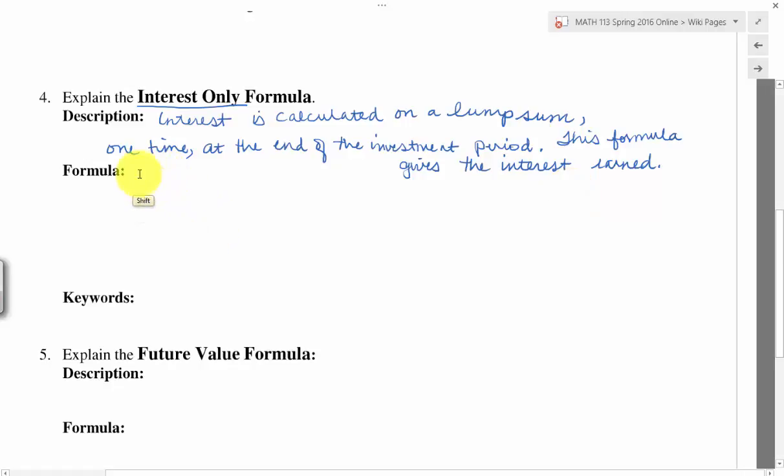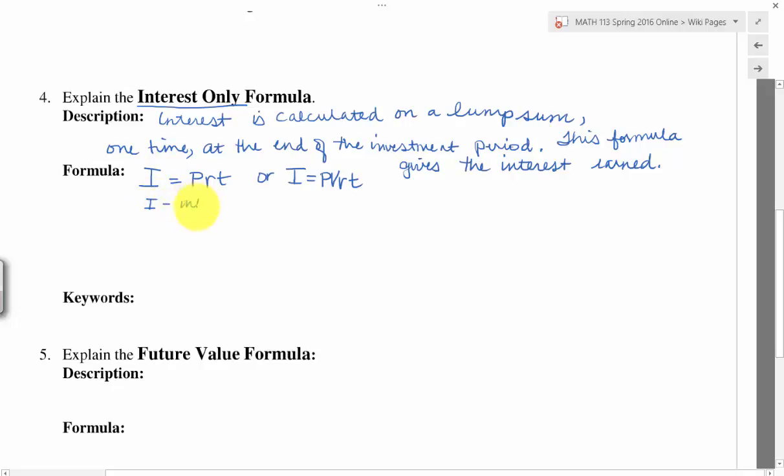And then you want to put the formula in. For the interest only formula, it's I equals PRT, or you might do it as we did in our notes, I equals present value times rate times time. Now, for the formula place, you can see I left a big spot. That's not so that you write way bigger than normal. That's so that you have space to list out each of the variables in the formula.